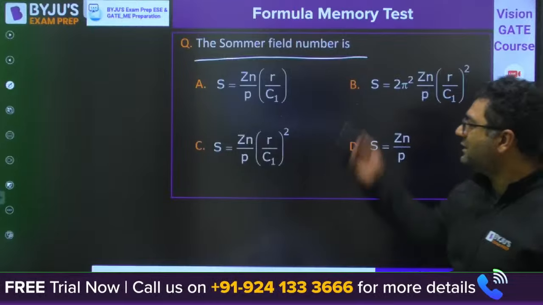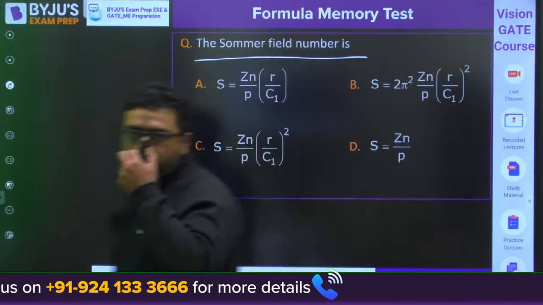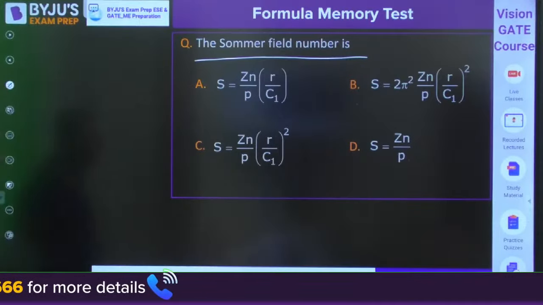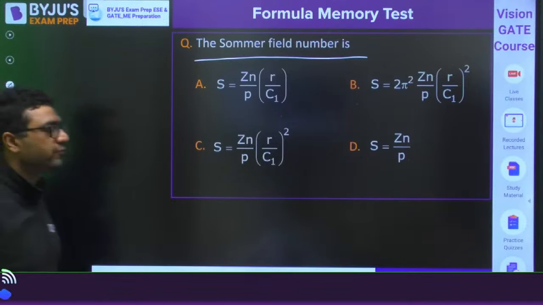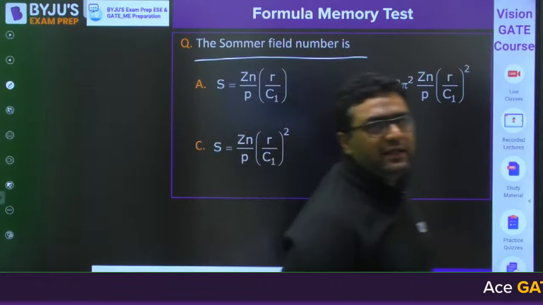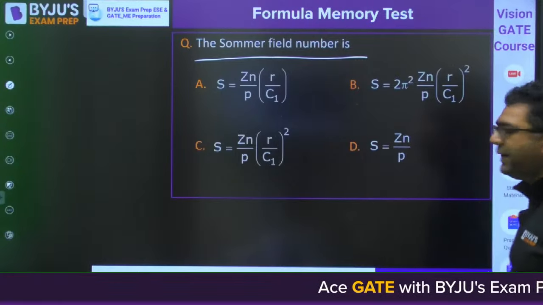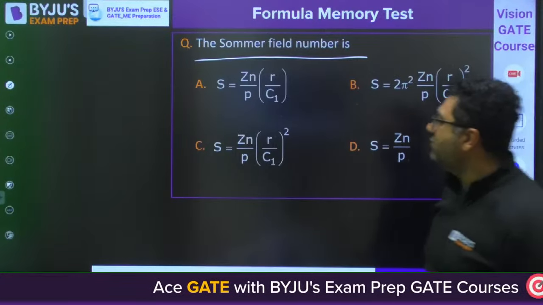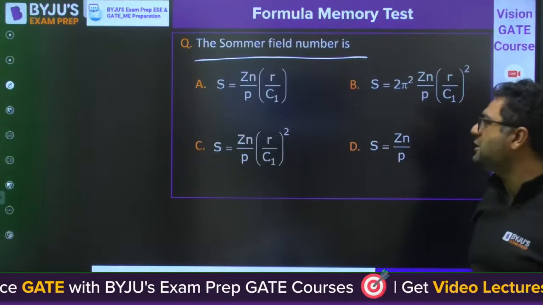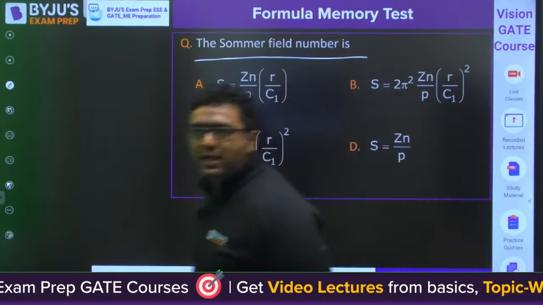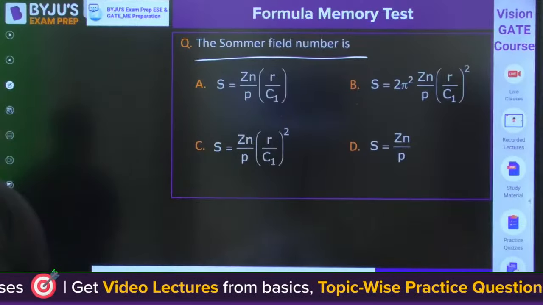Right now, please tell me about Sommerfeld number. Which formula is correct for Sommerfeld number? C1 is the radial clearance, R is the radius, Z is the viscosity, N is the speed, P is pressure. These are the standard notation I have used.